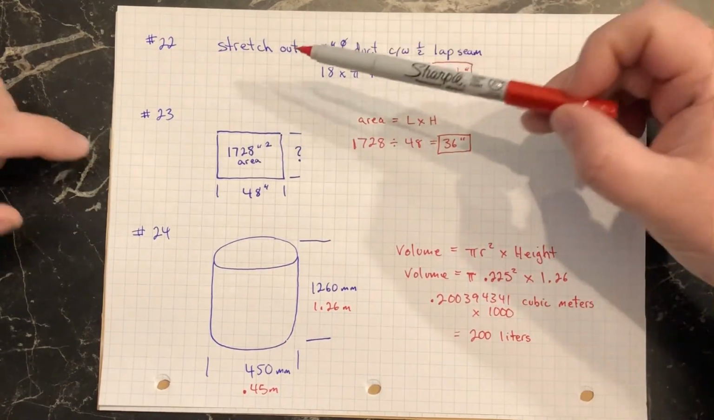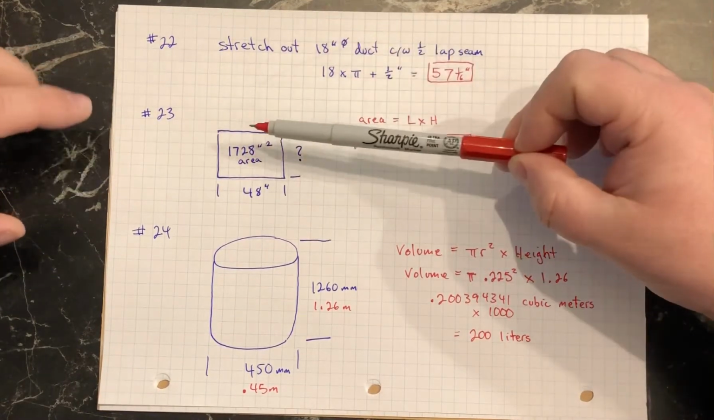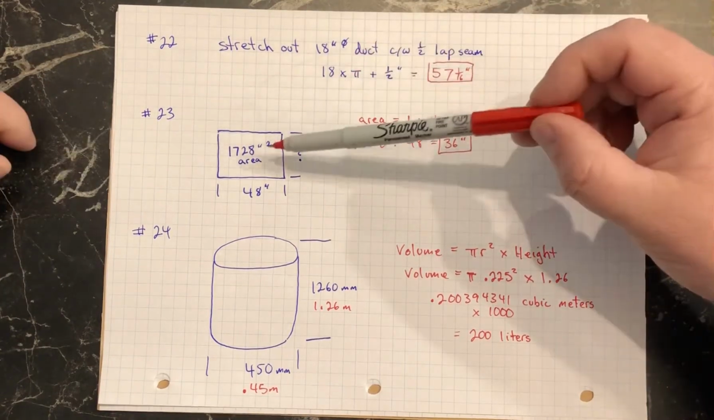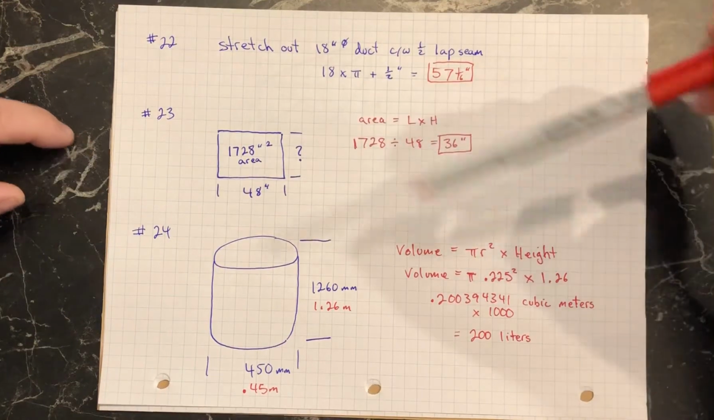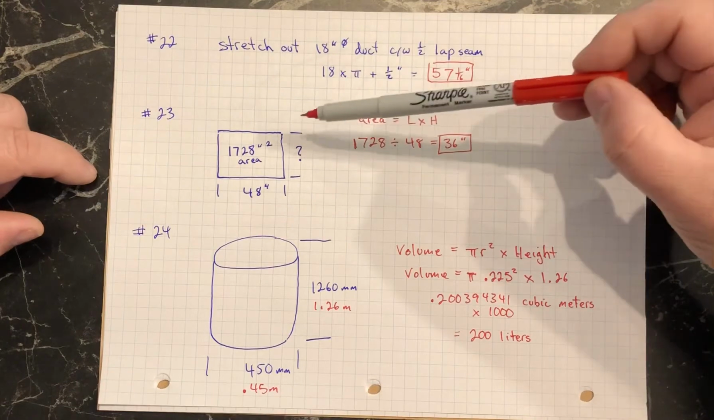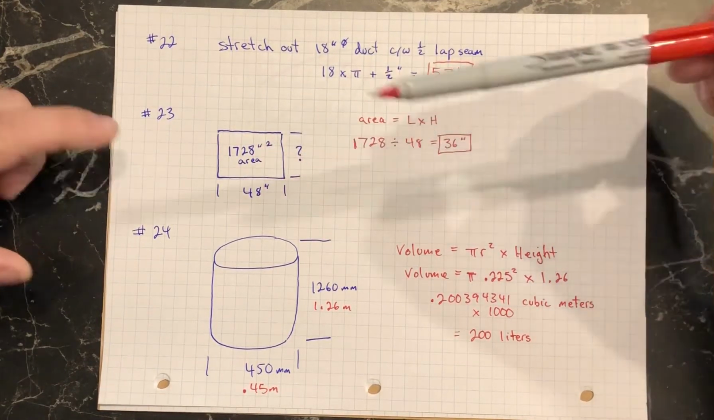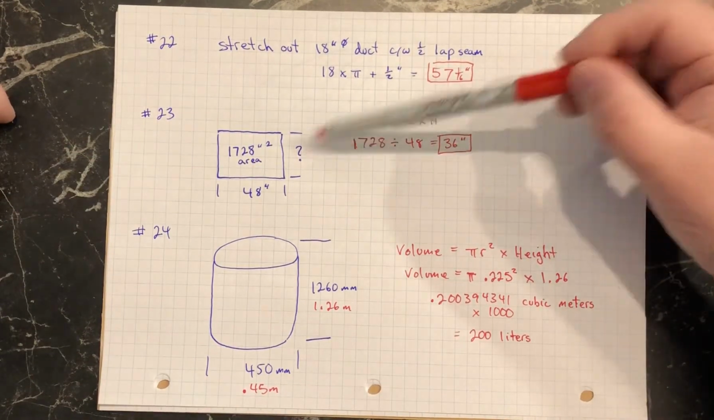Number 23 has a surface area of a cross-sectional portion of a duct. The area was 1728 square inches, and the duct is 48 inches wide, and they wanted to know the height of it. Area is length times height, so this times this equals this, and this divided by this equals this. So 1728 divided by 48 gives us a height of 36 inches.